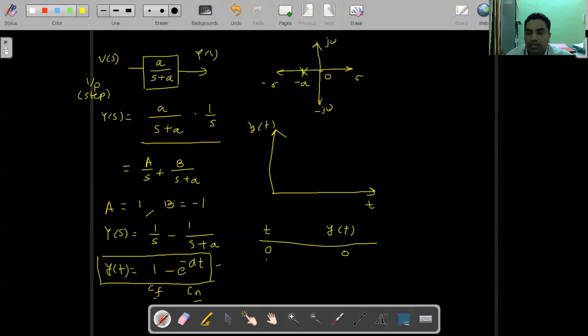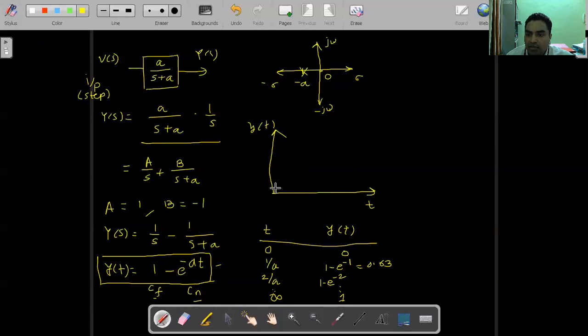Then if I take t as 1 upon a, what will happen? It will be 1 minus e raised to minus 1. This will be 0.63. If I take 2 upon a, it will be 1 minus e raised to minus 2, and you can calculate the value and so on. And similarly, if I take t going from 0 to infinity, e raised to minus infinity will be 0. So we will get the answer as 1.